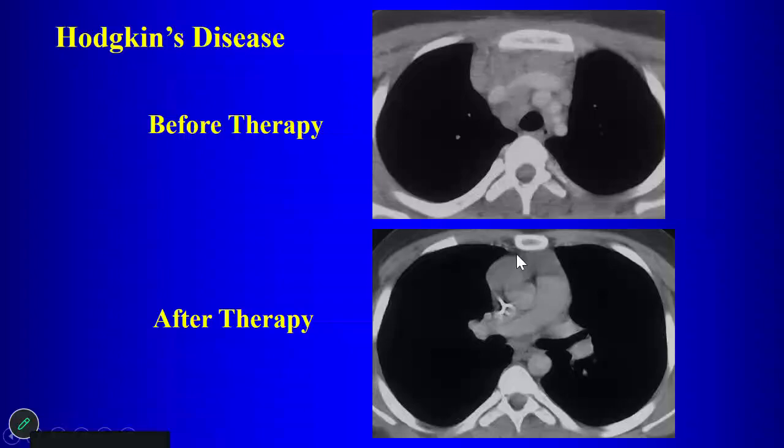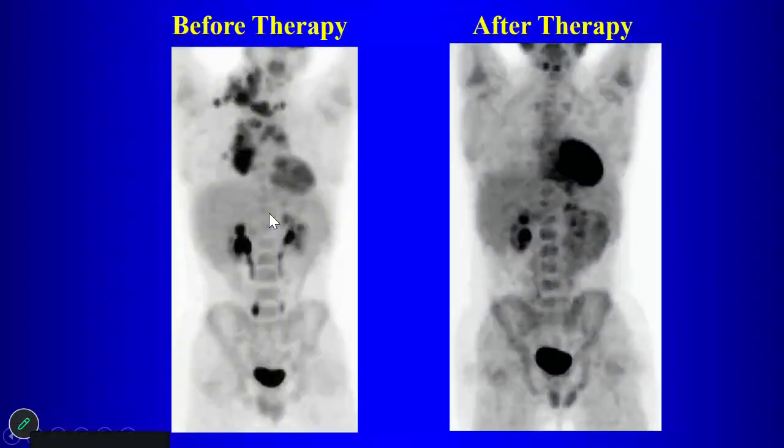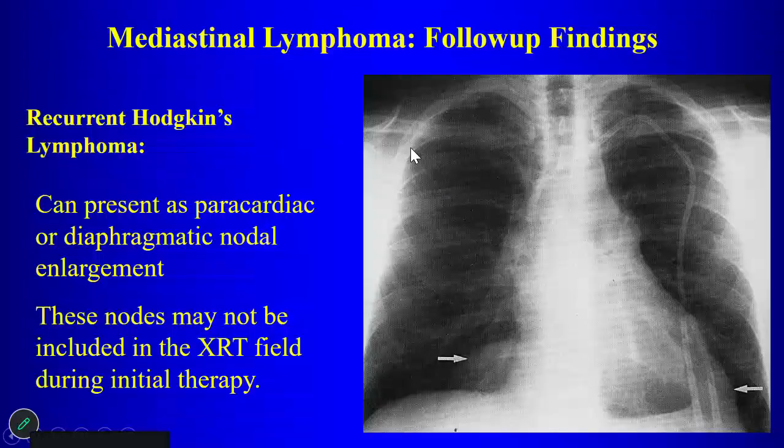So before therapy, after therapy, you can see there's residual soft tissue there in the anterior mediastinum. Does that contain residual disease or not? This is where PET-CT is very helpful. You look for activity within there, and you can see that there's no activity there after therapy. So PET-CT is used to follow these patients to look for active disease.